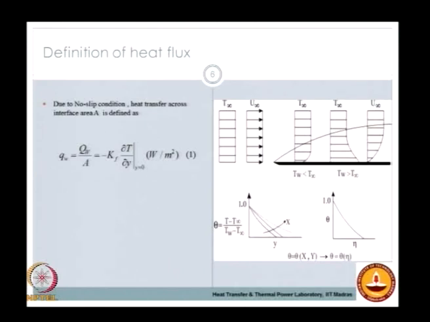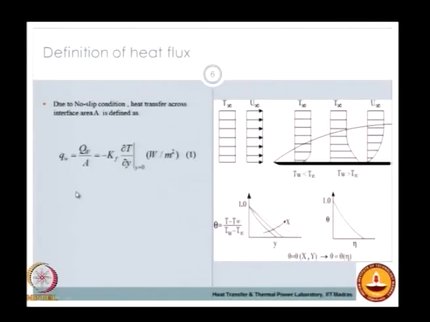Before going further, we have to be clear about a few definitions that we will be using in this course. So first we will be looking at the definition of heat flux, which we will be defining as the heat transfer rate per unit surface area, and according to Fourier's law of conduction, your heat flux can be related to the gradient of temperature as minus k dT by dy.